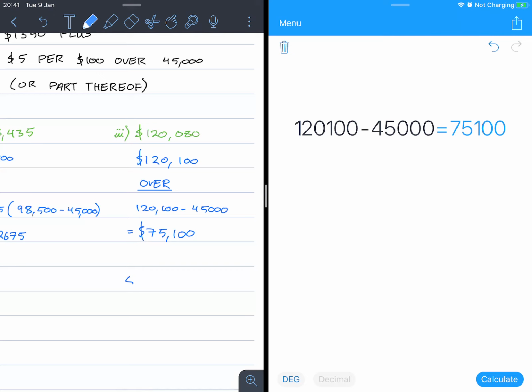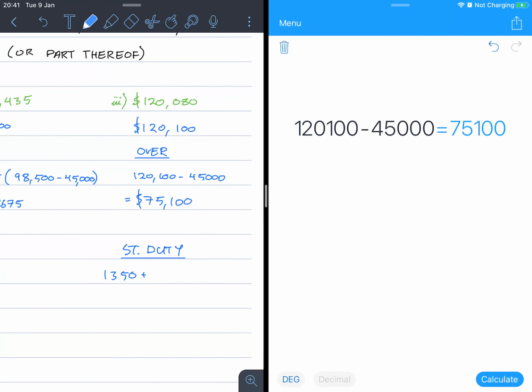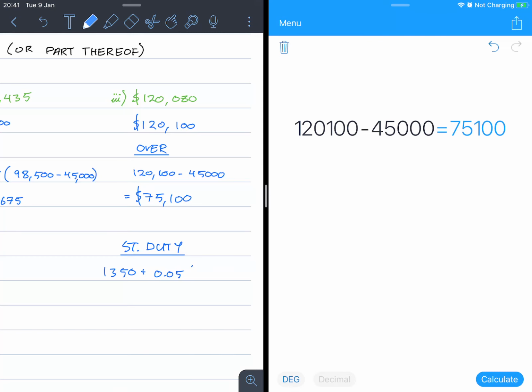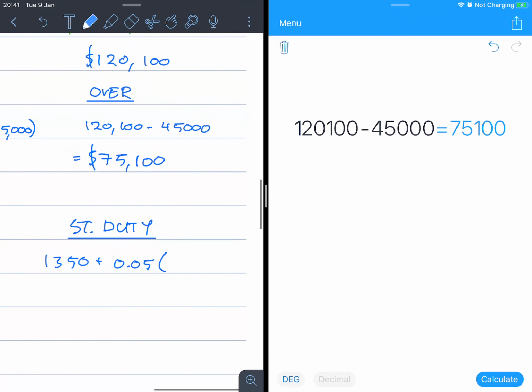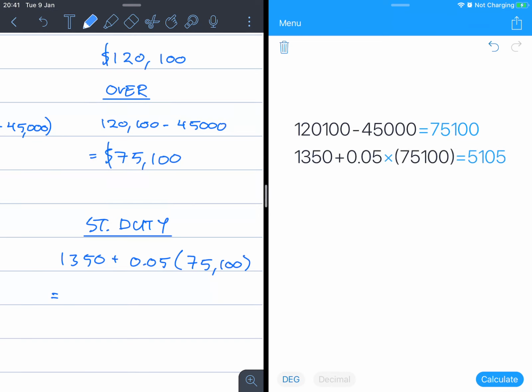And now to find the stamp duty, it's going to be 1,350 plus 5 per 100, that's 5%, times the amount over. In this case, we went over by 75,100. Let's calculate all this together. So 1350 plus 0.05 times $75,100. So in total, that's $5,105 in stamp duty.